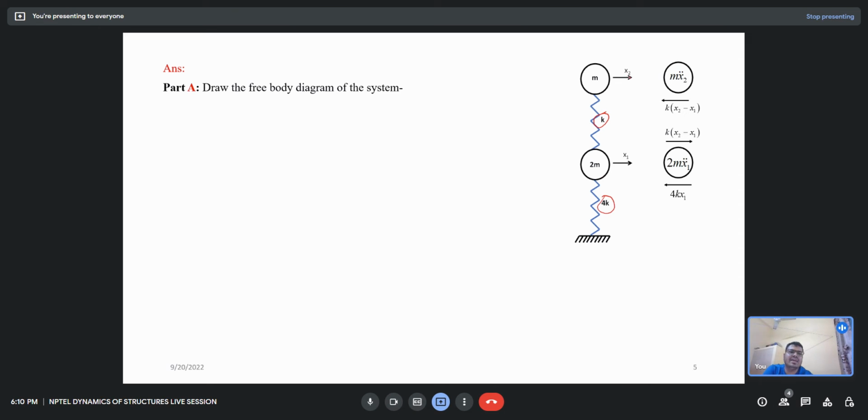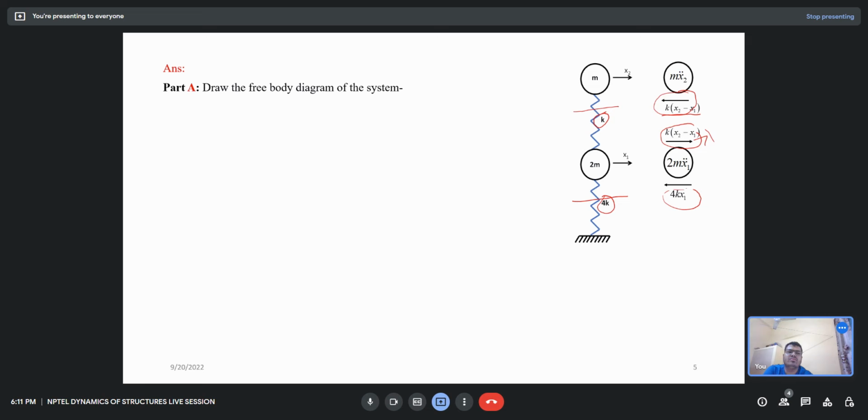Now if that is the x2 degree of freedom, and I apply x2, then the forces there will be k into x2 minus x1, whatever the relative force is for this one, as you cut the section one by one. Then I will cut this section, the mass 2m. That is the inertia force, and whatever force is there will be reversed here. And the 4k x1 will also be resisting.